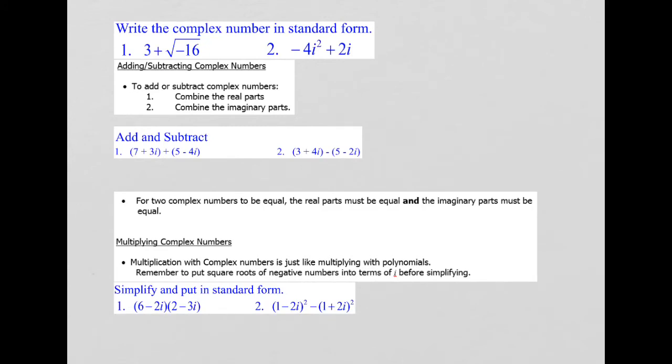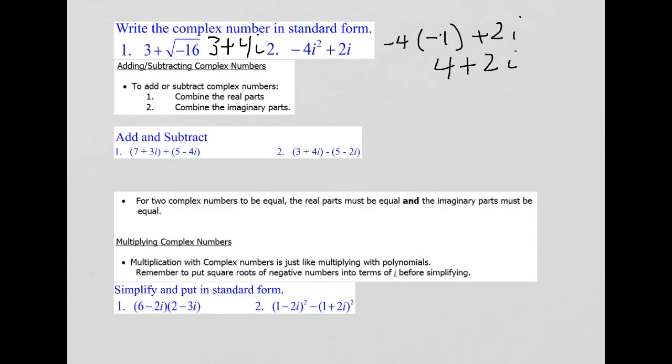This is going to be 3 plus 4i. We've already discussed how to simplify the square root. Okay, the next one is negative 4 times negative 1, because that's what i squared is, plus 2i. So that becomes 4 plus 2i.